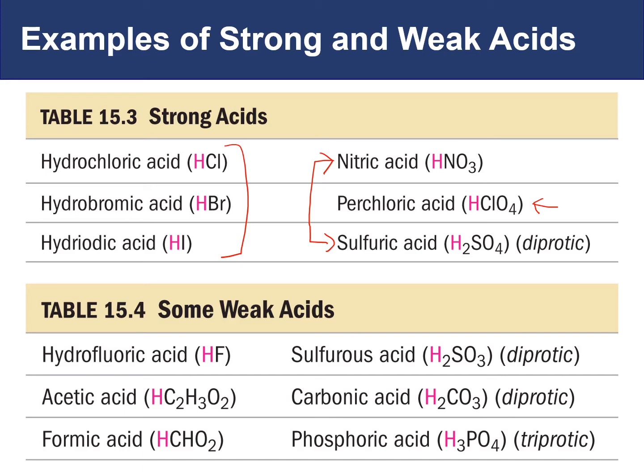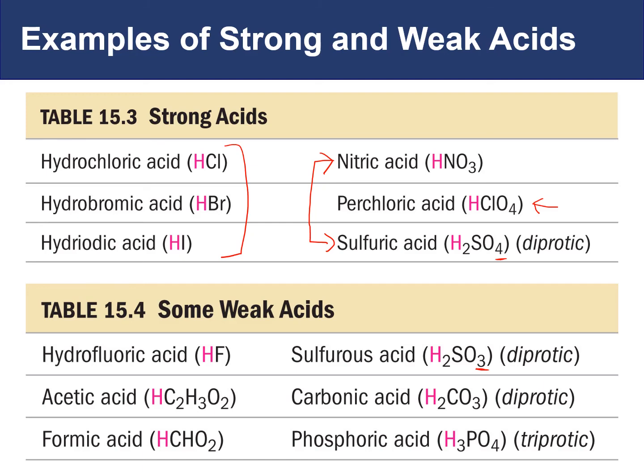Some weak acids are hydrofluoric acid, acetic acid, which is what you find in vinegar, formic acid, sulfurous acid. The difference between sulfuric and sulfurous acid is that this has 3 oxygens, whereas this has 4. Carbonic acid and phosphoric acid, right? So our sulfurous acid is a diprotic, a polyprotic. In this case, di means 2. So we can further refine the idea of a polyprotic acid with di or tri if it has 2 or 3 acidic protons. But primarily for our course, we'll be just referring to it as a polyprotic acid.